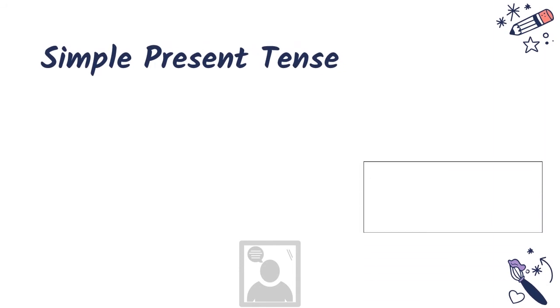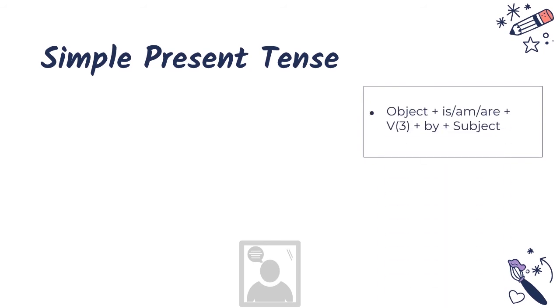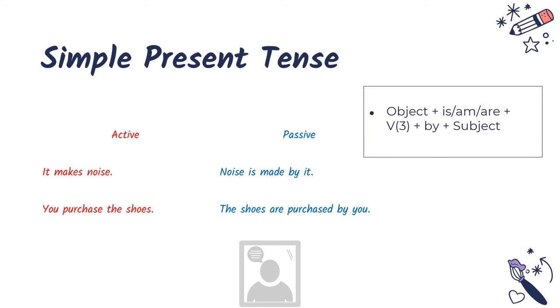Now let's talk about simple present tense. Its formula is object plus is, am, or are plus verb's third form plus by plus subject. Let's have some examples. It makes noise. Noise is made by it. You purchase the shoes. The shoes are purchased by you. I study chemistry. Chemistry is studied by me.